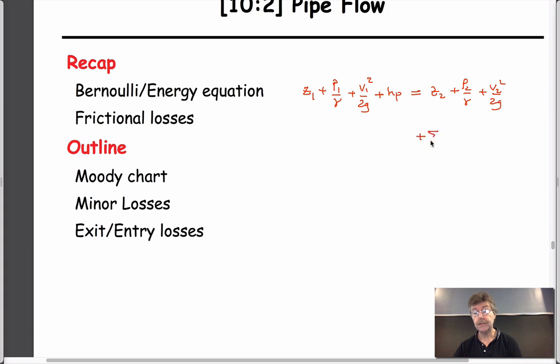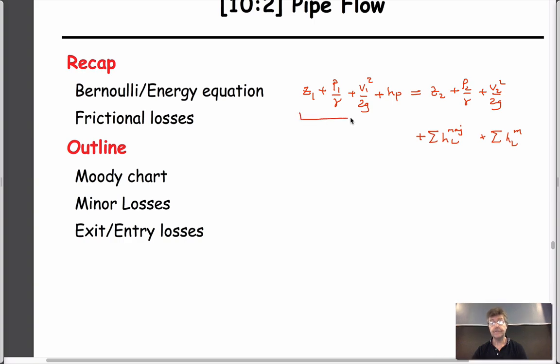Plus sum of major losses and sum of the minor losses. And so there aren't very many important things to know about this other than upstream, other than downstream.